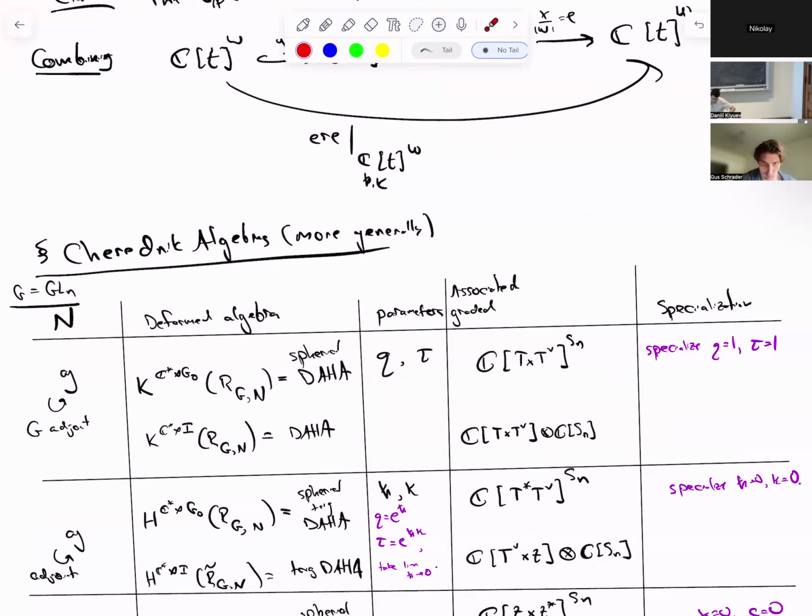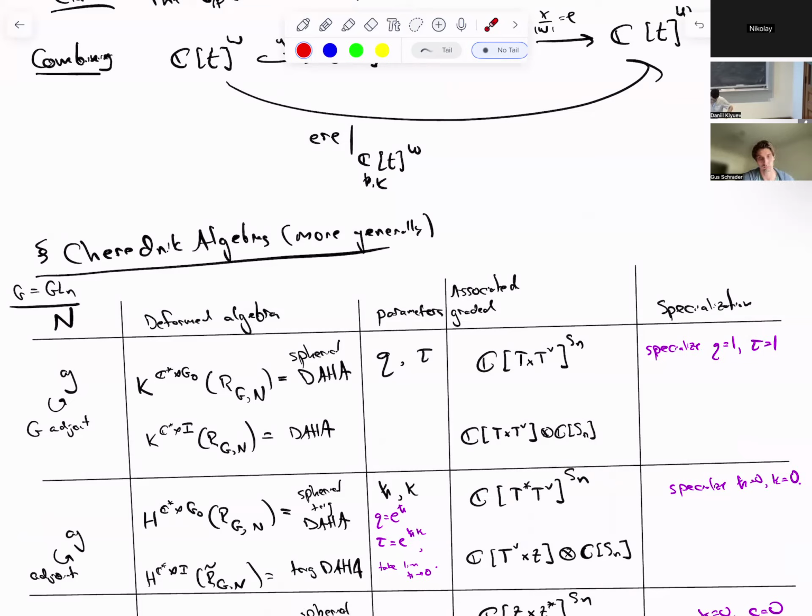this is called the spherical, this is called the Daha itself. And this is obtained by just replacing homology by K-theory. So this is taking the K-theoretic Coulomb branch. Now, the parameters here will be Q and tau. And now you replace one copy of the Lie algebra by the torus T. So instead of taking T^V times the Lie algebra T, you take T^V times T, the group.